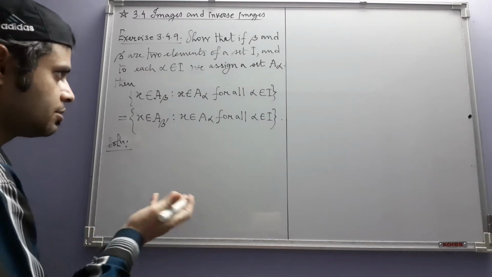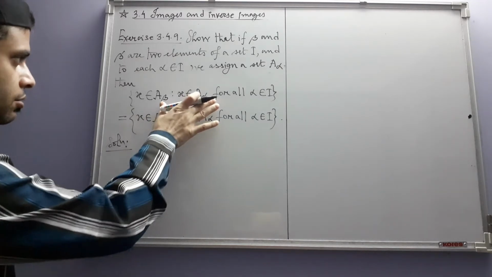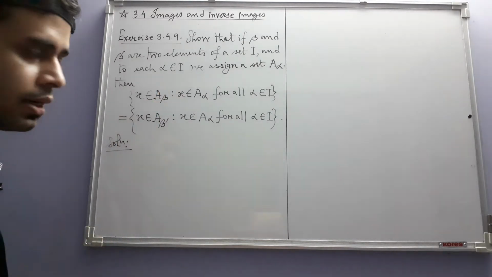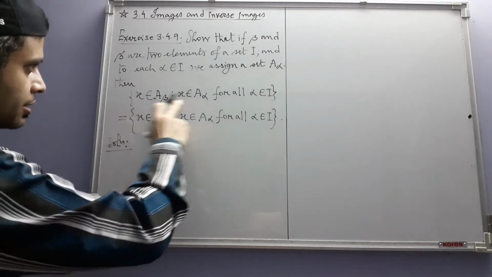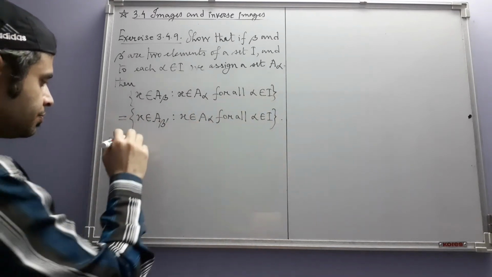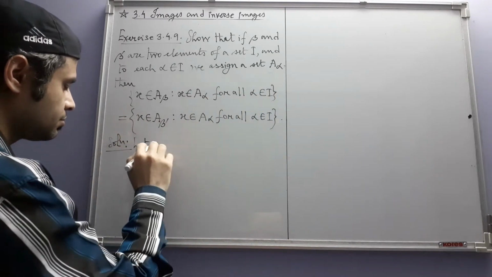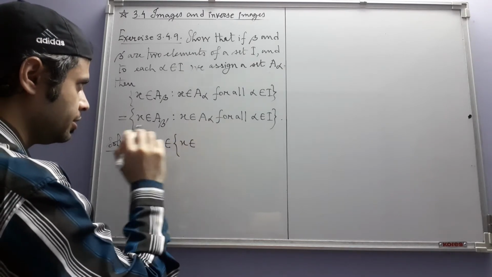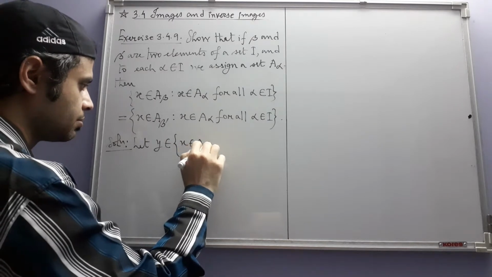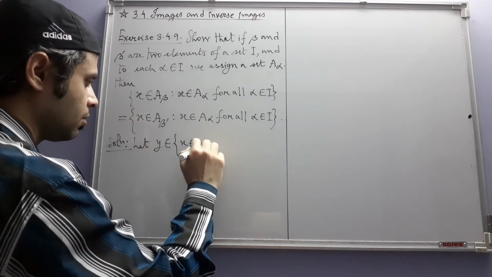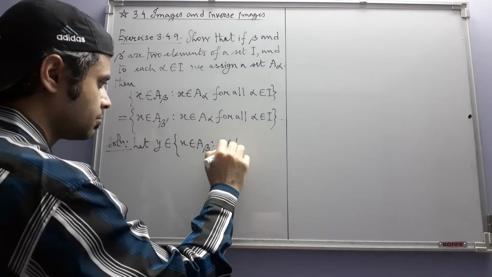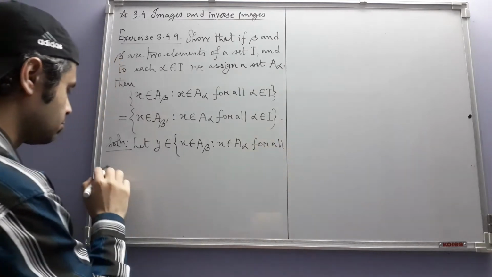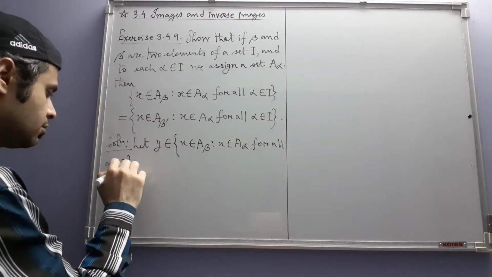So the procedure is our standard procedure. We have to show that two sets are equal. So that means we have to show that each is a subset of the other. So let us first show that this is a subset of this. So let y be any element in the first set, the set of all elements in A beta such that x belongs to A alpha for all alpha belonging to the index set I.